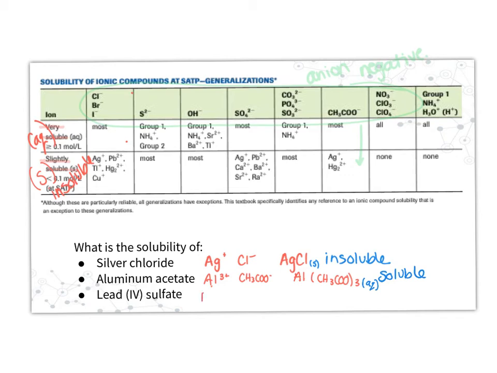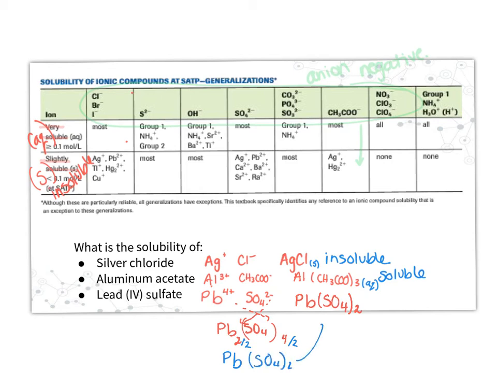Lead 4 sulfate. Lead 4 is Pb4+. Sulfate is a polyatomic, SO4 2-. So to balance for charge, I need 2 sulfates to balance the 4+ charge from lead. So Pb(SO4)2. Remember, if you're crisscrossing here, that'll still work. The 2 comes down to lead and the 4 comes down to sulfate. However, because both 2 and 4 are divisible by 2, we will leave this as Pb1, which we don't write, SO4 2, which is what I just wrote.